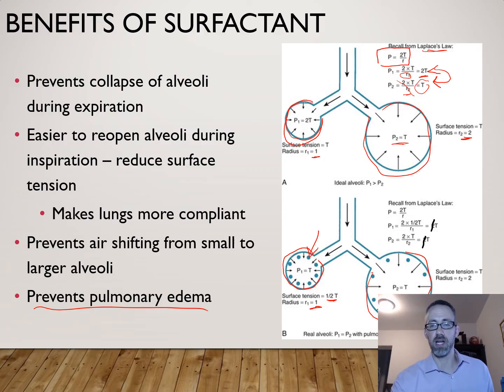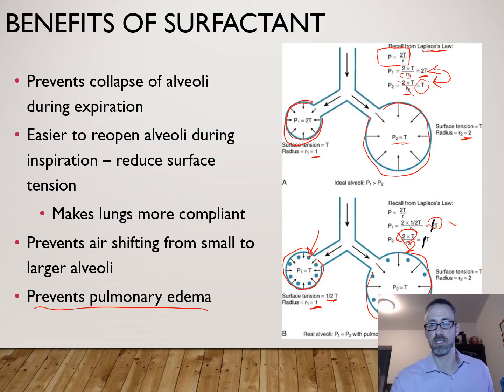If we substitute that into our formula over here, if the radius is 1, 2 times 1/2 T is just T. I crossed out the thing; they made a mistake in their book there. So it's just T. And if the radius is 2, the surface tension is still just T. The surfactant is not as effective in a larger alveolus. So it's 2T divided by 2, so it's still T.